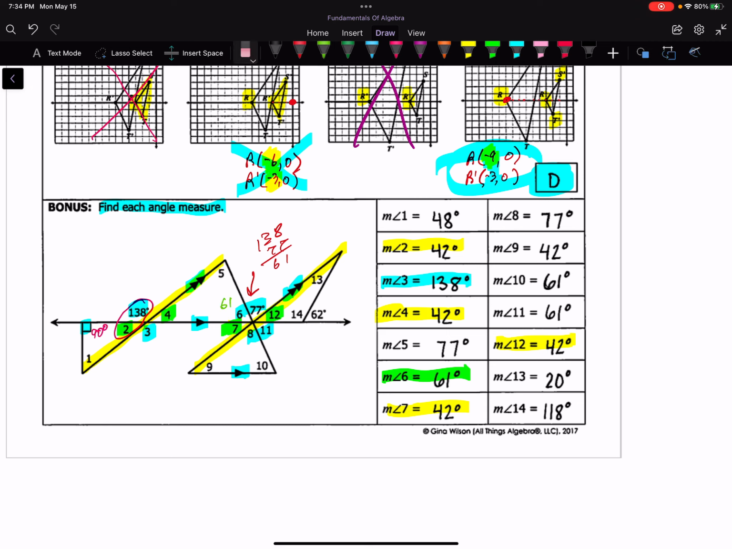Now we know that 4 is 42. If I can write it. And 61, and we know we have a triangle right here. So we can make 5 equals 180 minus 103. So hopefully that's 77. Angle 5 is 77, and there it is. Angle 5 is 77. Okay.